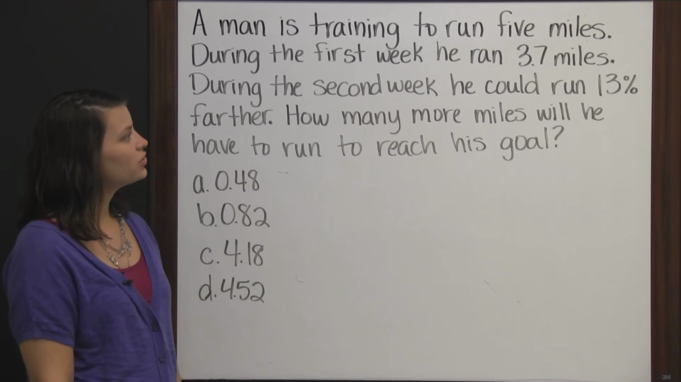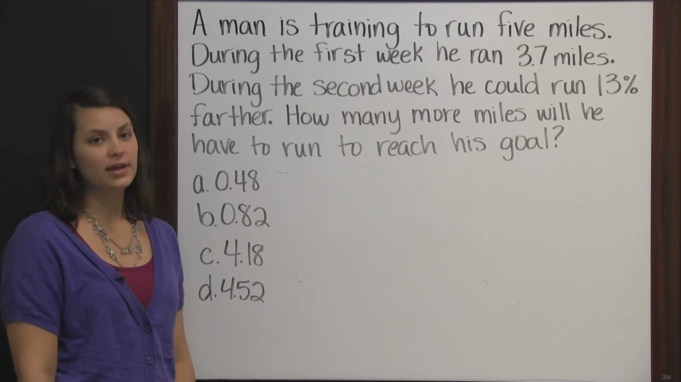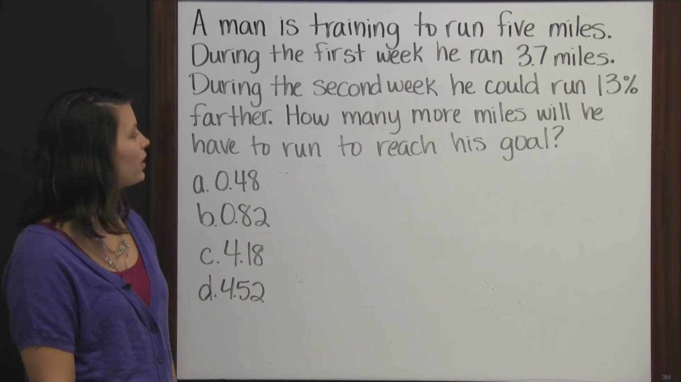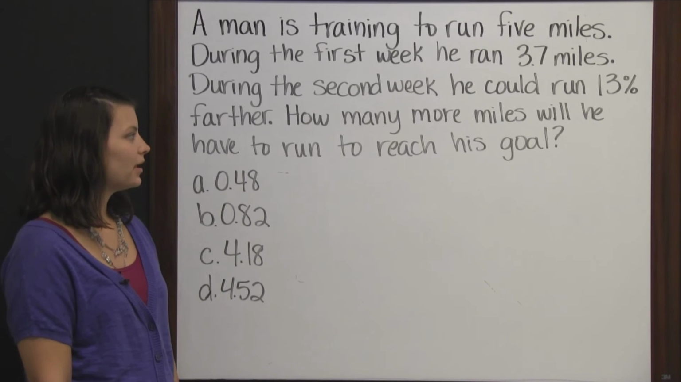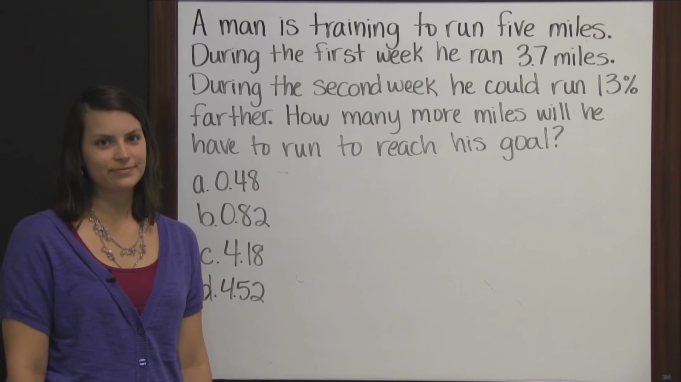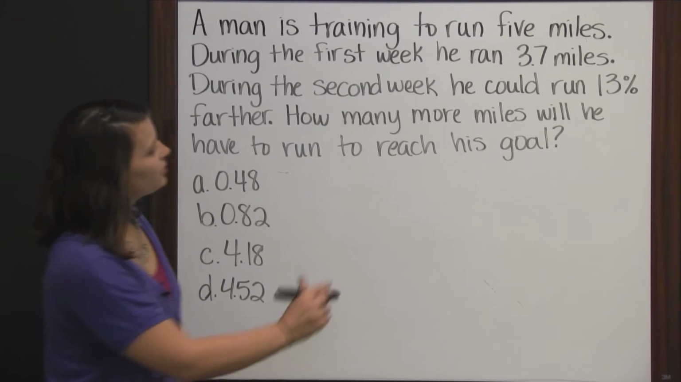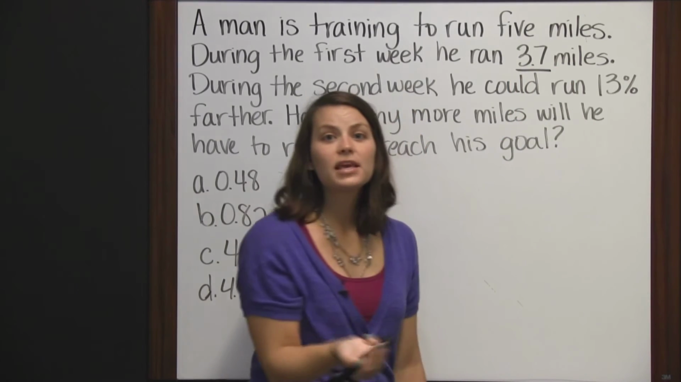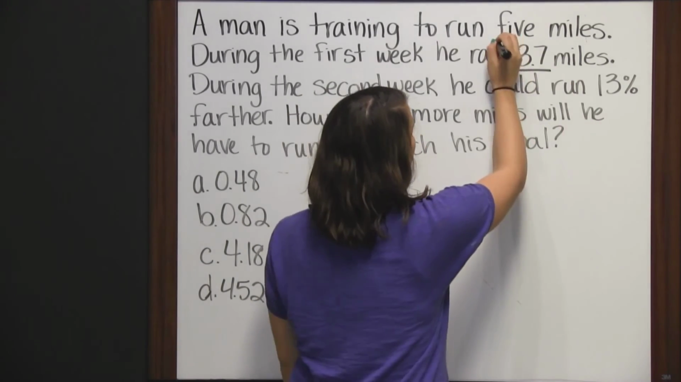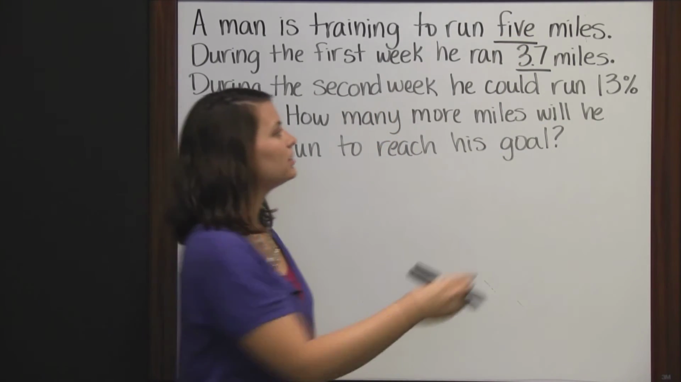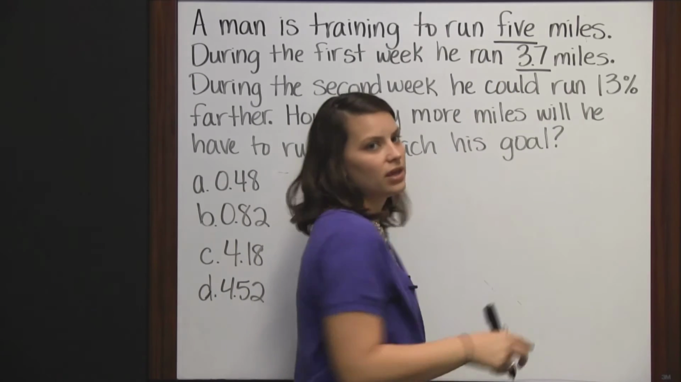A man is training to run 5 miles. During the first week, he ran 3 7/10 miles. During the second week, he could run 13% farther. How many more miles will he have to run to reach his goal? So in this first week, he was able to run 3 7/10 miles. And let's keep in mind what the goal is, 5 miles. In the second week, he could run 13% further than the week before.